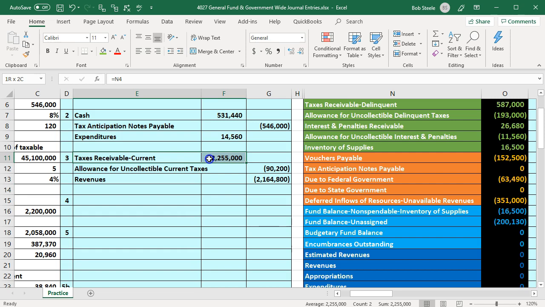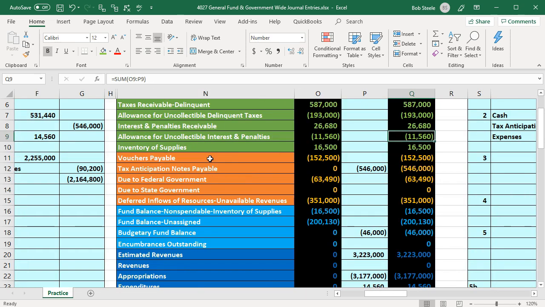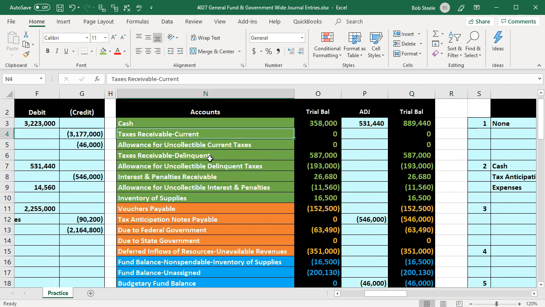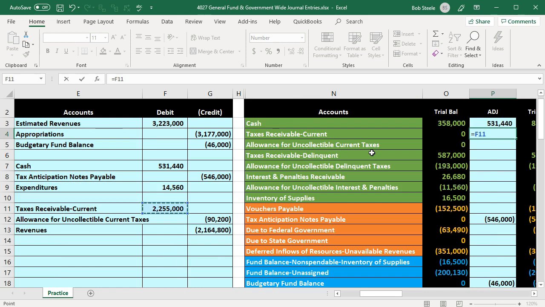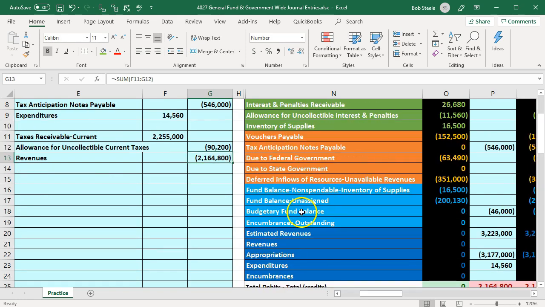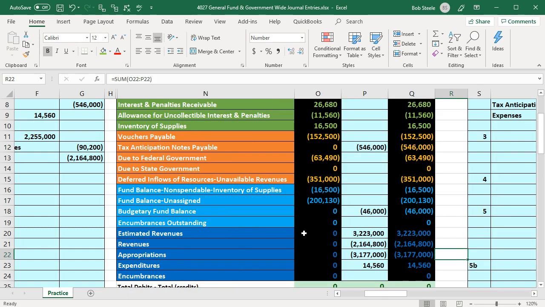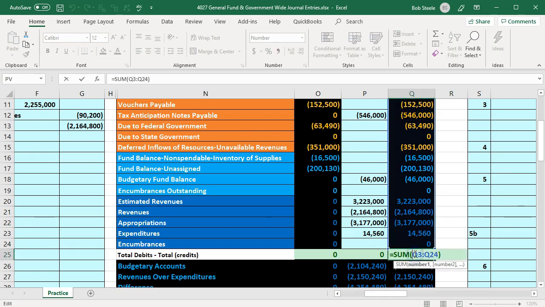We've got the taxes receivable current portion first. So we'll scroll up to the taxes receivable. Here's taxes receivable. We're in P4 equals. Scrolling back over, we're going to pick up those taxes receivable. Then we have the allowance for uncollectible, the current. That's going to be right underneath in P5 equals. And we'll pick up the 90,200. Then we want the revenue. Revenue is going to be down on the income statement type of accounts down here. Not the estimated revenue, but the actual revenue. And that's going to be in P21 equals, and we'll pick up the revenue and enter. So the revenue goes up, back in balance by the green zeros.